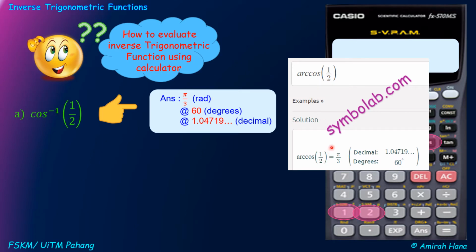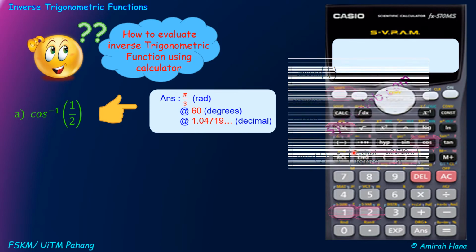If you use symbolab.com, arc cos here means inverse cos. So this is the final answer. This is using calculator, and this is using symbolab.com.